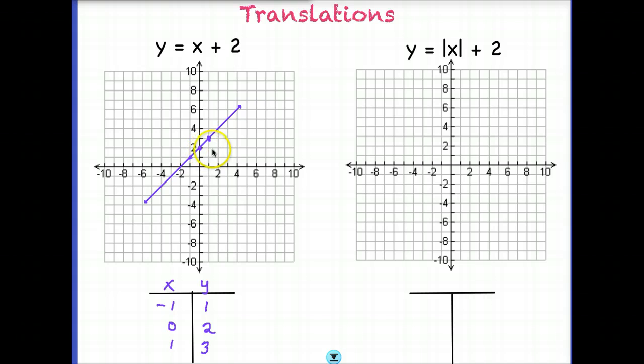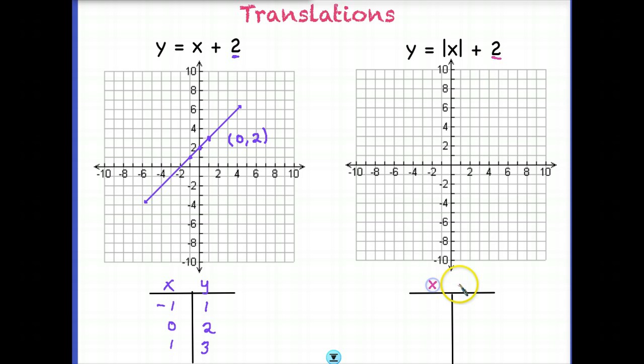Look where our y-intercept is now. If I write that in our graph here, our y-intercept is at 0, 2. So look at what this 2 did up here. It translated our graph 2 units up. So can you make a prediction in this absolute value equation what this 2 is going to do to our vertex, or in other words, our y-intercept?